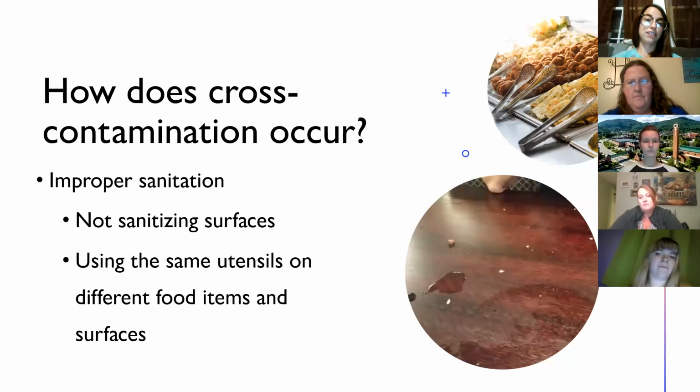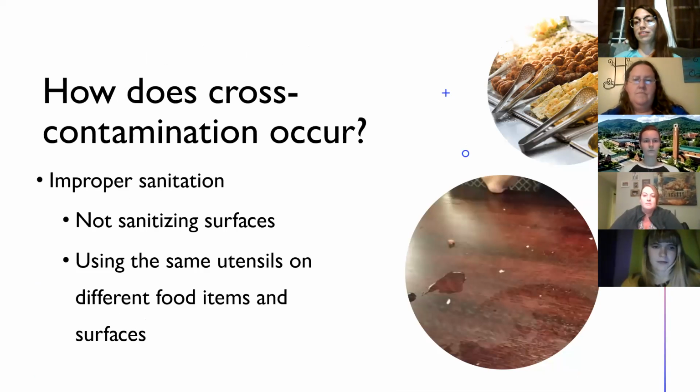So we're continuing on to how cross-contamination occurs. Improper sanitation is a big one. Not sanitizing the surfaces that you're using. That would be like when you're about to make a salad. If that table is dirty, then all the equipment that you have on there is immediately going to be contaminated. And also by using the same utensils on different food items and surfaces. That would be like you're at a buffet, like the Golden Corral, and you see someone grab a corn cob and say a roll with the same tongs. Now that doesn't sound bad, but imagine all the other surfaces it has also touched.